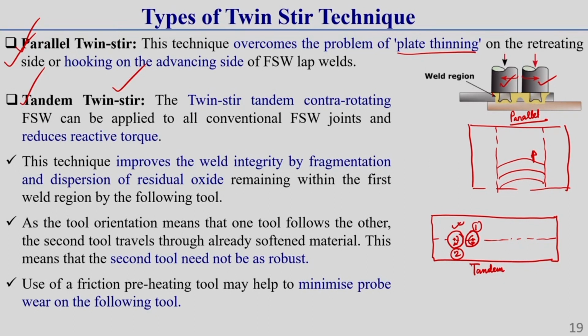As the tool orientation means one tool follows the other, the second tool travels through the already softened material. This means the second tool need not be robust, because due to the first tool the material has already become soft enough. That is why the second tool does not require a robust type of material, because it passes through a soft zone. The use of this friction preheating tool may help minimize probe wear on the following tool, so the second tool's probe wear can be reduced significantly.